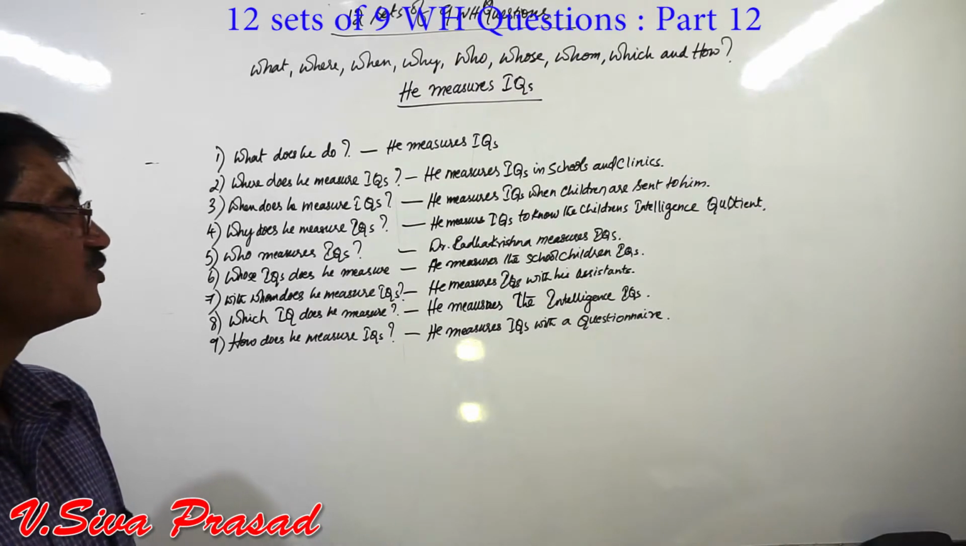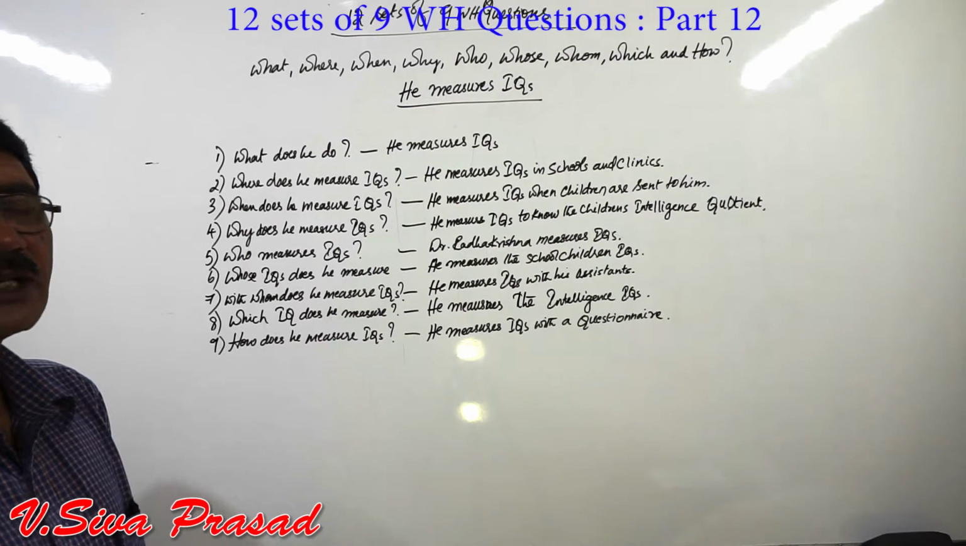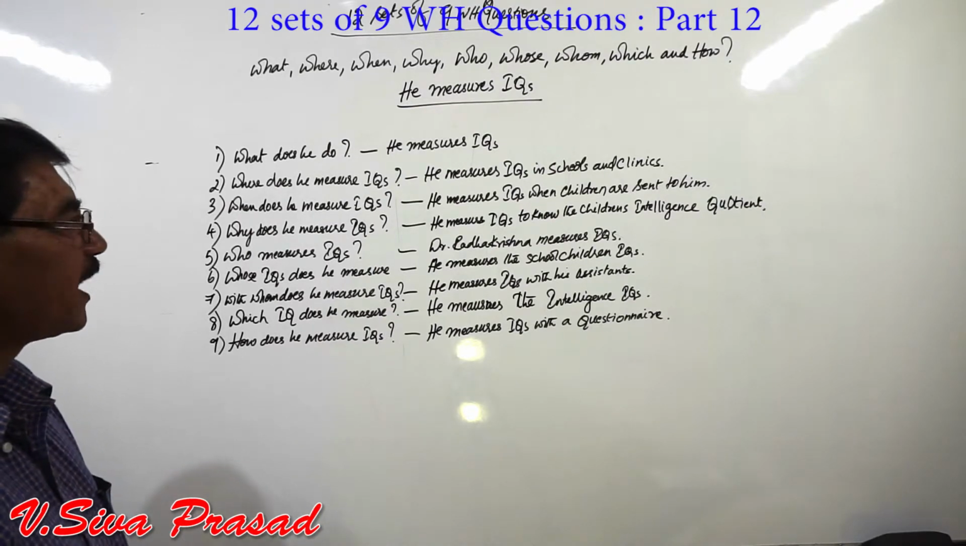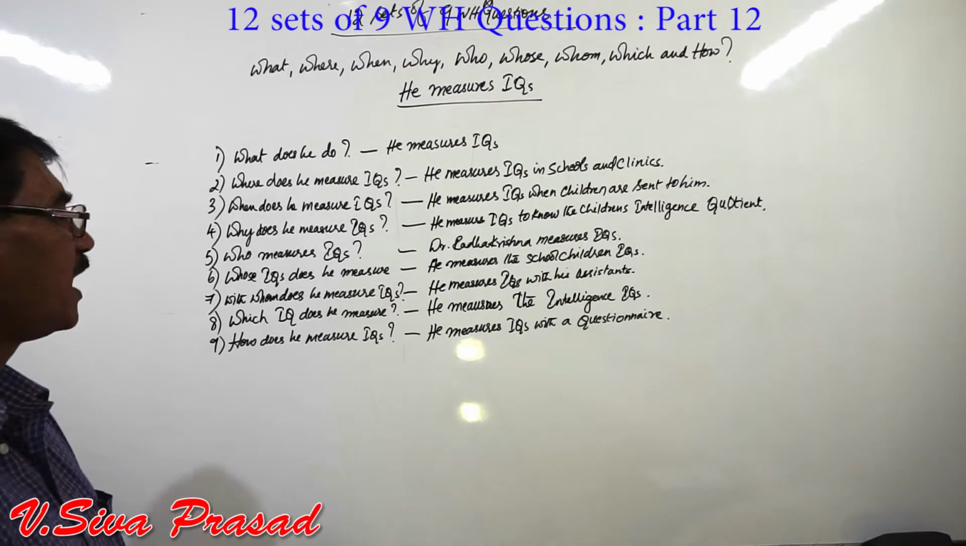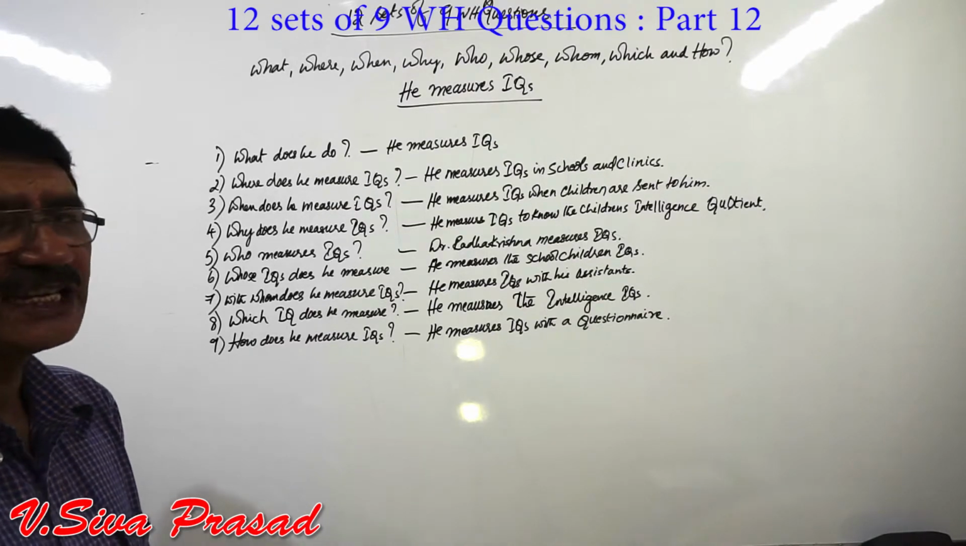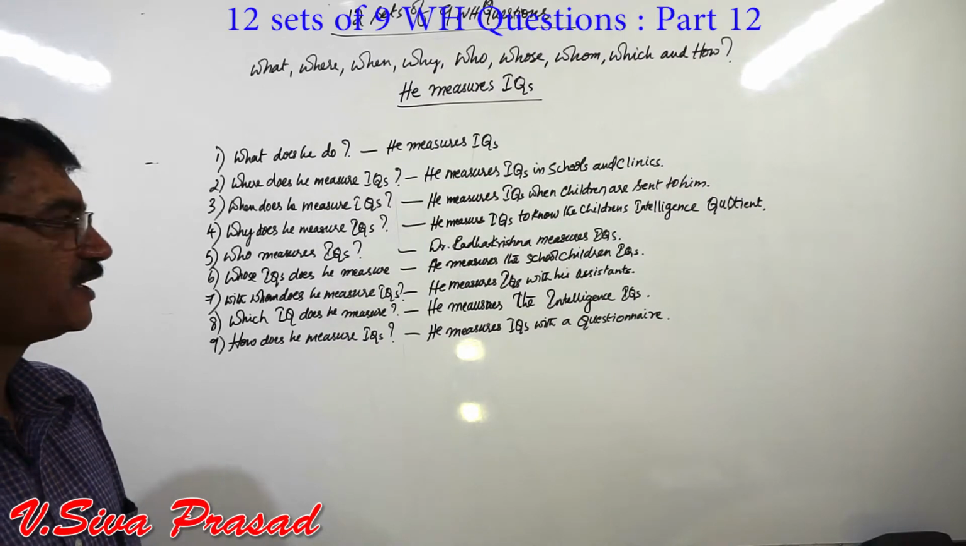Why had he been measuring IQs? He had been measuring IQs to know the children's intelligence quotient. Who had been measuring IQs? Dr. Radhakrishna had been measuring IQs. Whose IQs had he been measuring? He had been measuring the school children IQs.